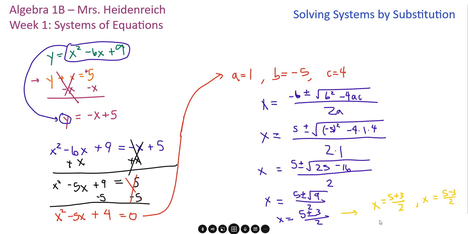Okay, and I'm going to solve this first one. 5 plus 3 is 8 over 2. 8 over 2 equals 4. So I could have that x equals 4. Or I could do 5 minus 3, which is 2 over 2, and that equals 1. I'm running out of room. Just in time. Okay, so we got that x could equal 4, or x could equal 1.